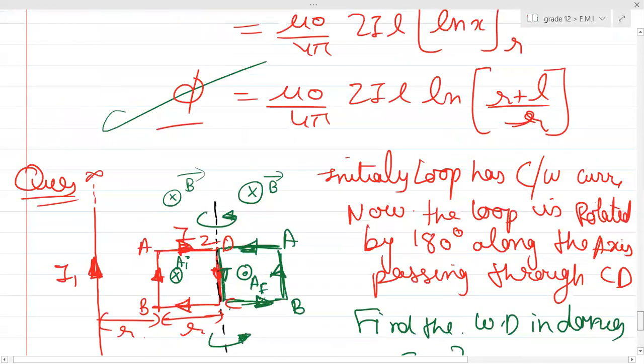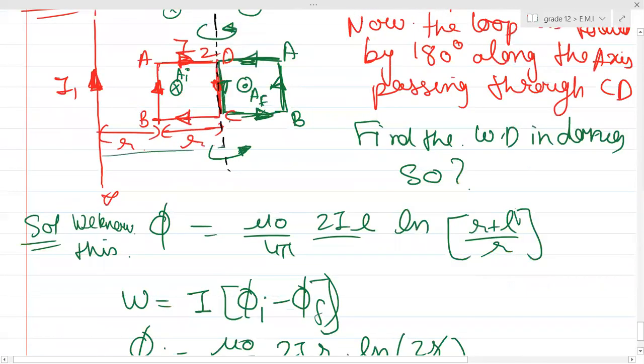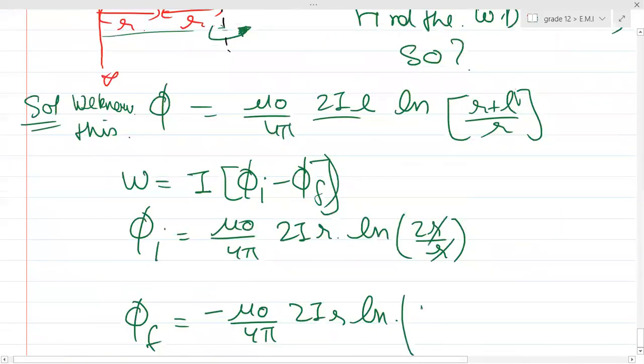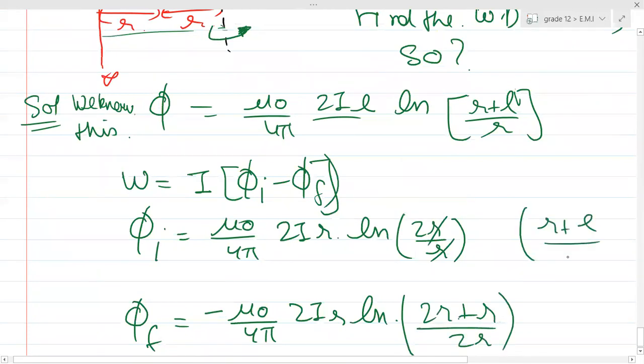Can you see over here the distance will be r plus l? So here the distance will be 2r plus r divided by 2. In the previous case it was r plus l divided by r. So when the loop has been rotated, the distance of the closest edge is basically 2r now. Are you getting my point? So be a little careful about putting these values.